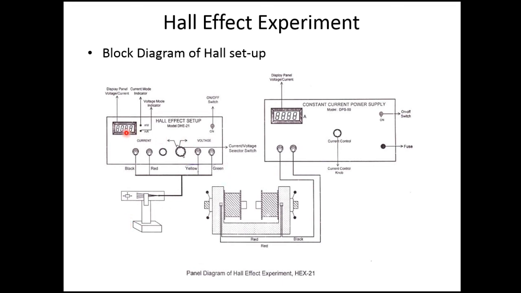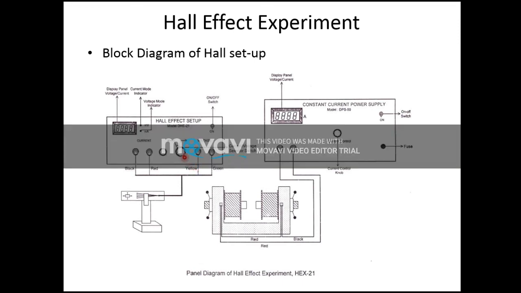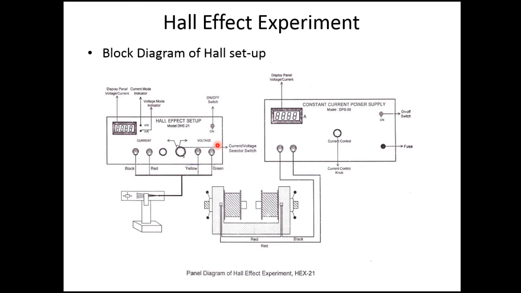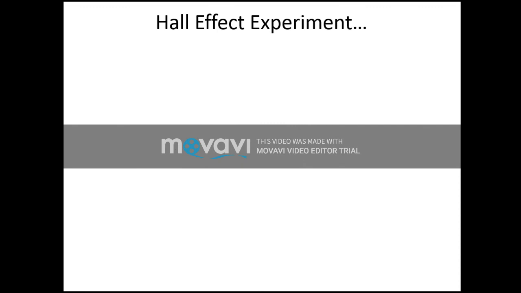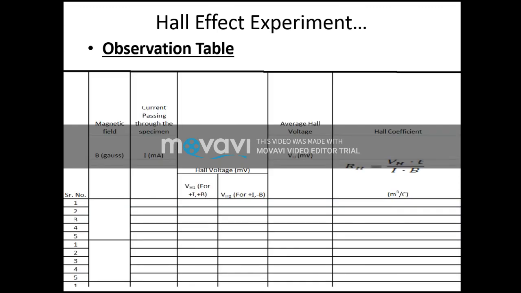Okay, so this is the digital meter. When you are putting this knob onto current side, you will measure current. When you put this knob in the voltage side, you will measure the voltage. Okay, so by changing the value of the current, we can change the value of the magnetic field, and we can measure that by Gauss meter. So what we have to observe in this experiment?